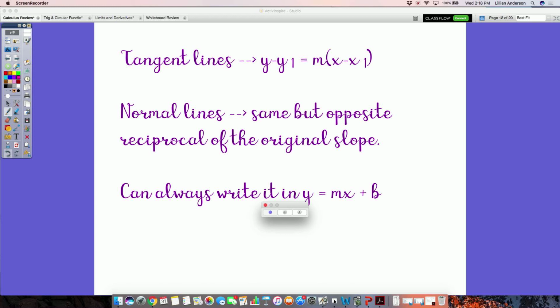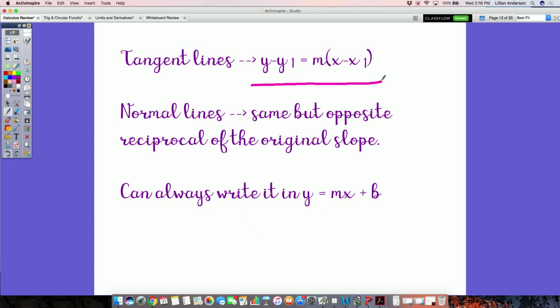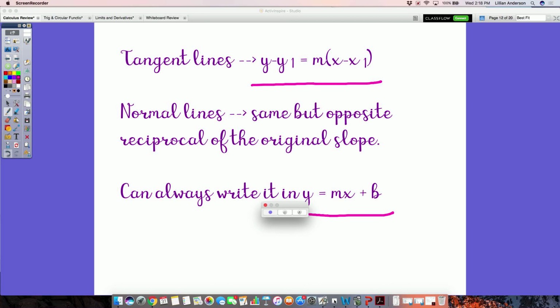Yes, so like I was saying, you can either write it in this form, which is point slope, or you could write it in slope intercept form. Either one. Now, if the question does tell you to write it in a certain way, then you have to write it that particular way. But like I said before, if it doesn't tell you the way to write it, one of the easiest ways is to do point slope.